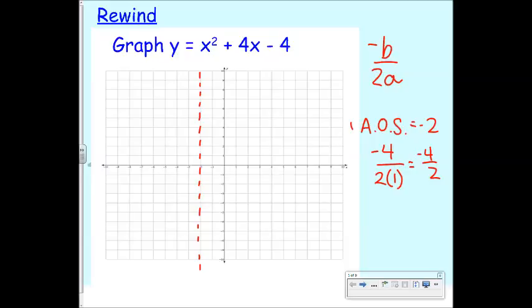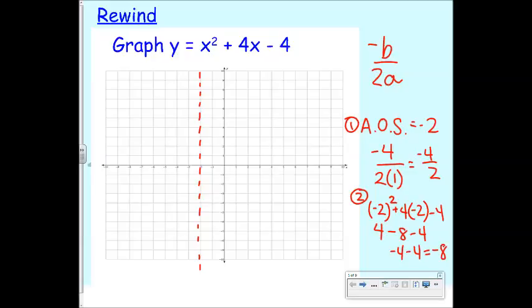What's step 2? Plug that number into what? The equation. So in both of the x's, so negative 2 squared plus 4 times negative 2 minus 4. What's negative 2 squared? 4. What's 4 times negative 2? Negative 8 minus 4. So what's 4 minus 8? Negative 4 minus 4? Negative 8. All right, so negative 8.